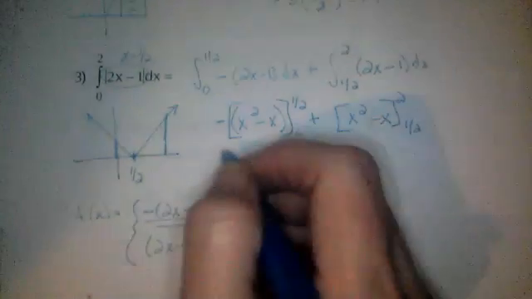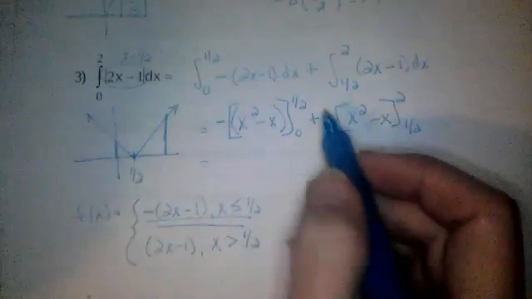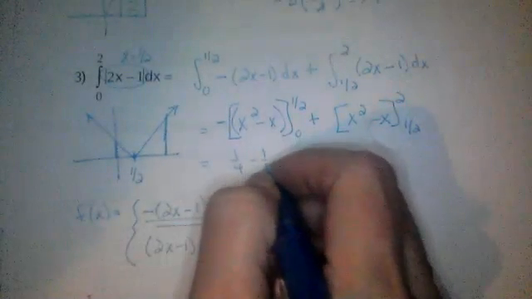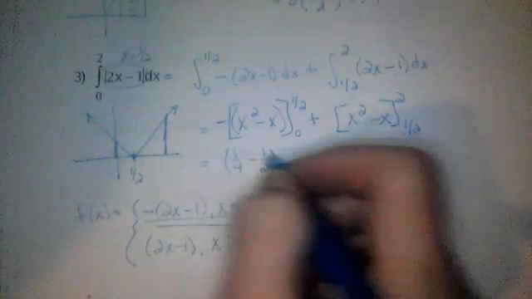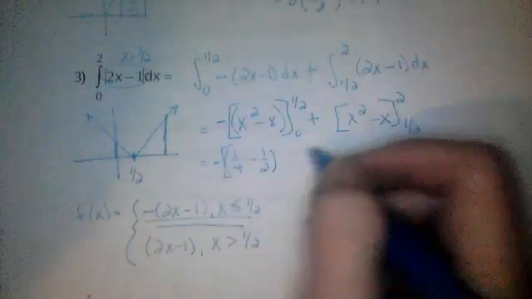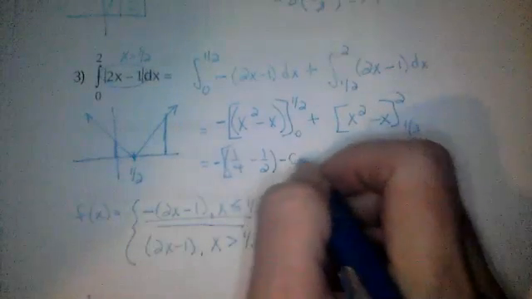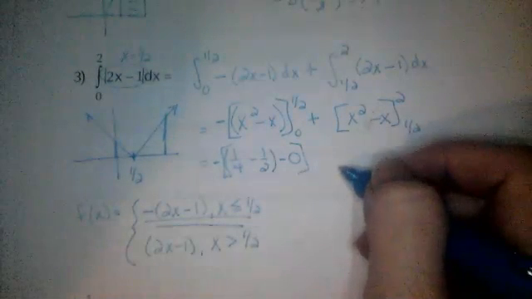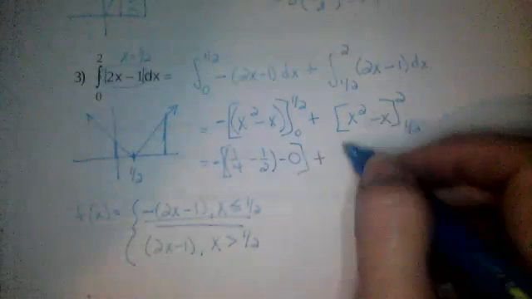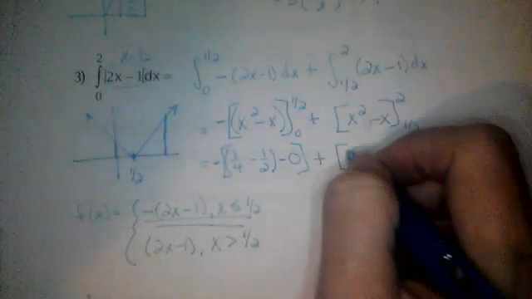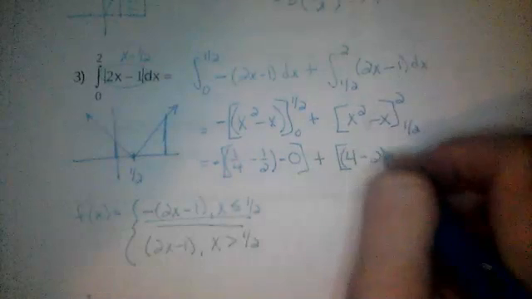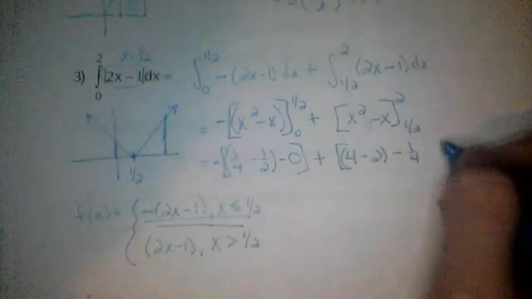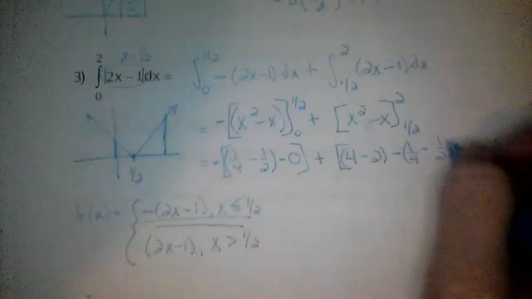All right, so now we're going to plug in our values. So 1/2 squared is 1/4 minus 1/2. So we'll have that negative out front, minus, and then we plug in 0, we just get 0. All right, we're adding to that. We're going to plug in the top number first. 2 squared is 4 minus 2, minus, and then we plug in the 1/2, 1/4 minus 1/2.